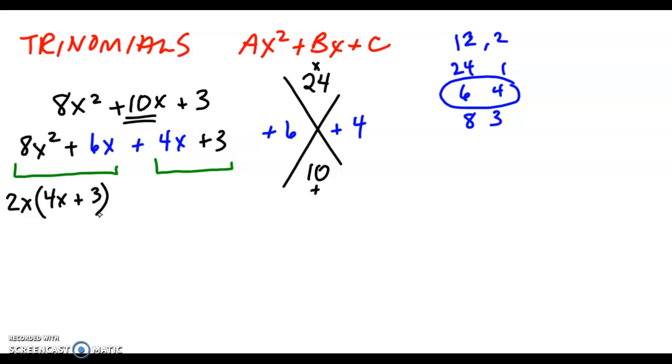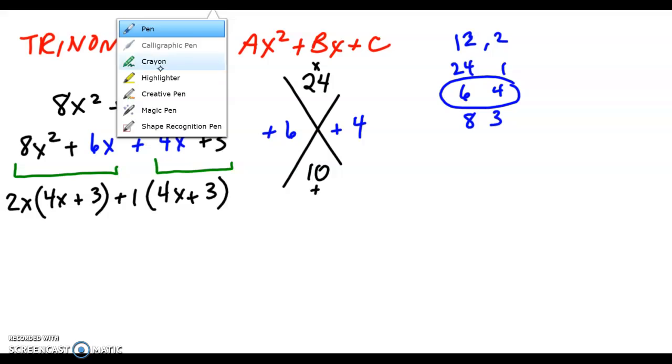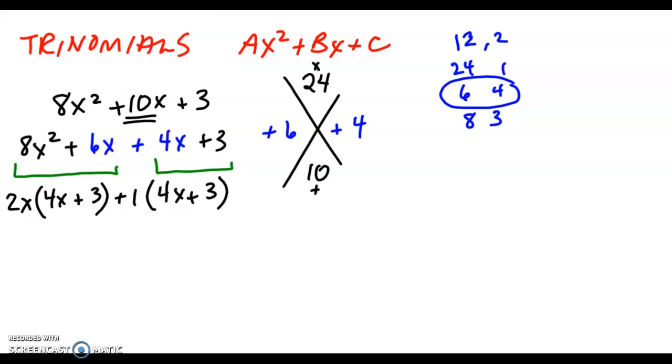Good. Let's look at the second part. No common numbers, no common variables. So if there's nothing in common, we take out a 1. We say plus 1 times 4x plus 3. Now, in decomposition, this is always going to happen, and if it doesn't, we've messed up somewhere. The part in brackets, after you've taken out a greatest common factor, should match.